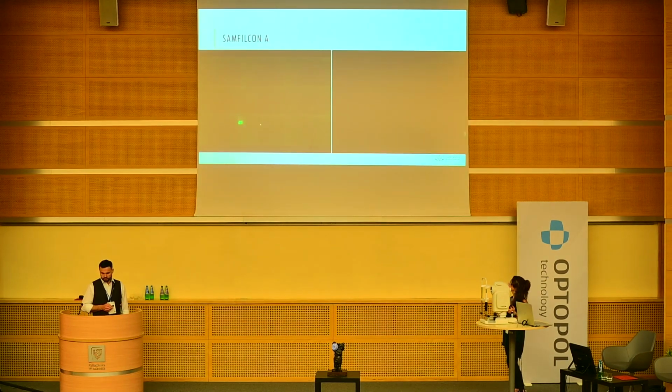Silicone A. So this also shows us why we should use a bigger sample area, because if we choose only one without spinning this measurement, we will, for example, choose only this part of the lens and we will see nothing.